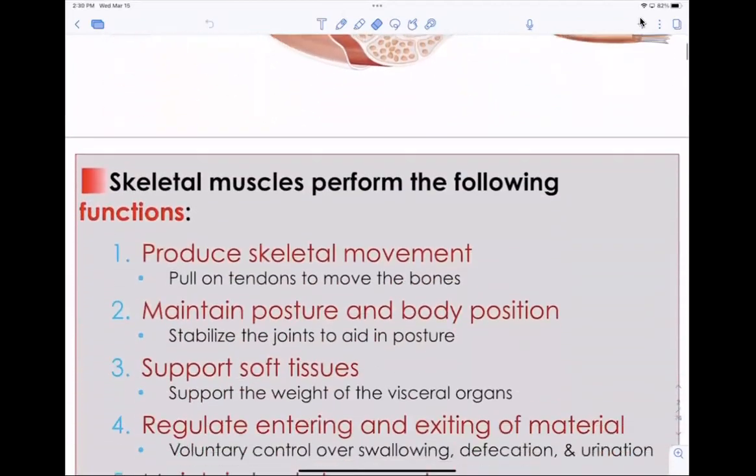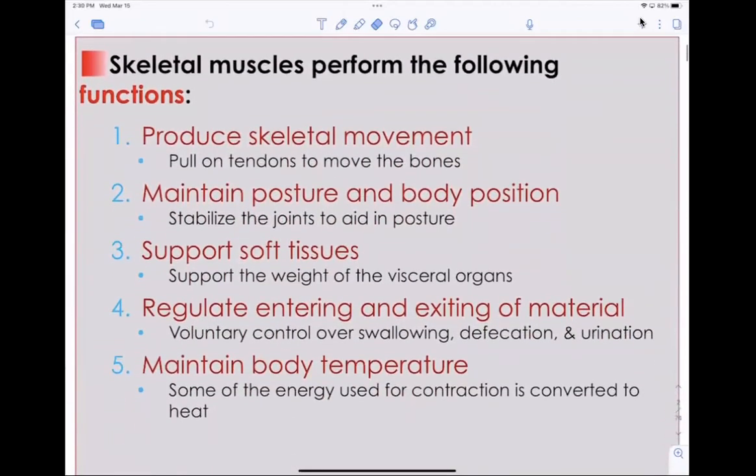First of all, it's always good to review the organ system functions. Skeletal muscle produces movements. It pulls on bones, and the bones are really what move, but the muscles are causing that bone to move. It maintains your posture and body position, and also can support soft tissues, like pelvic floor muscles.